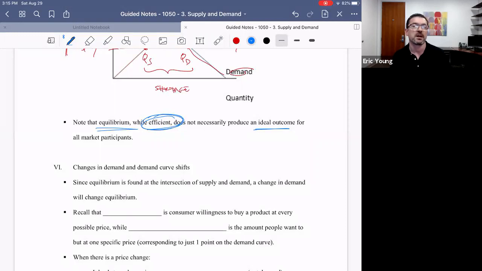In our next video, we're going to go back to the demand curve and see how the demand curve can change and how those demand changes, which we're going to call demand shifts, can affect the market.